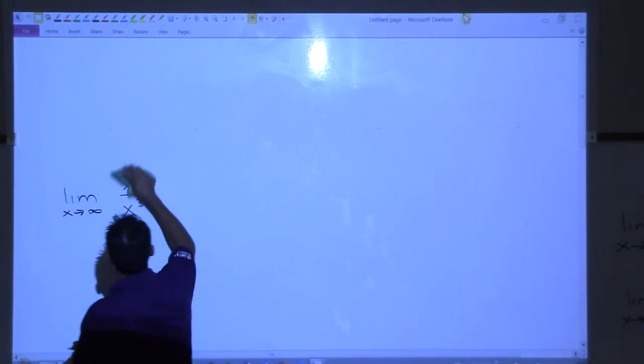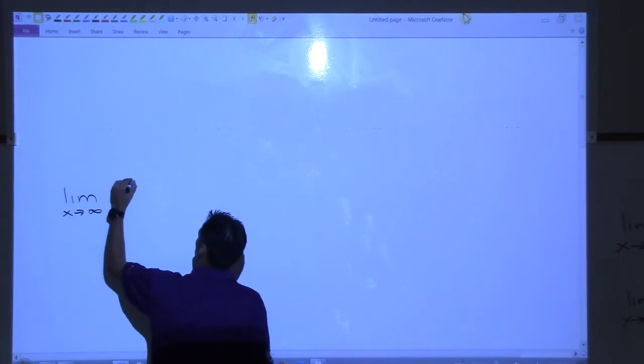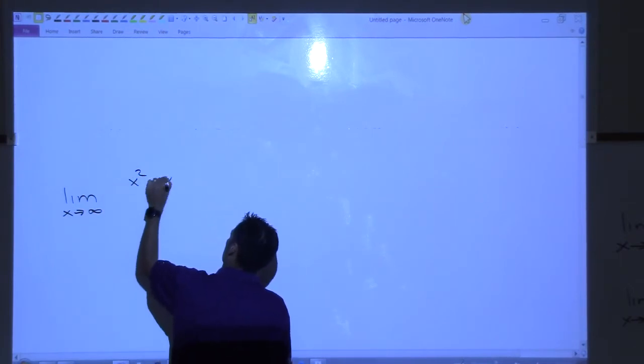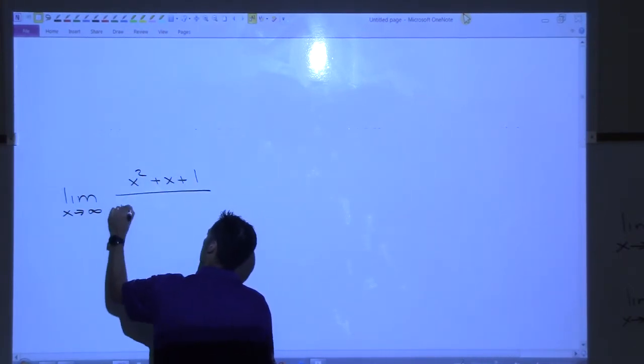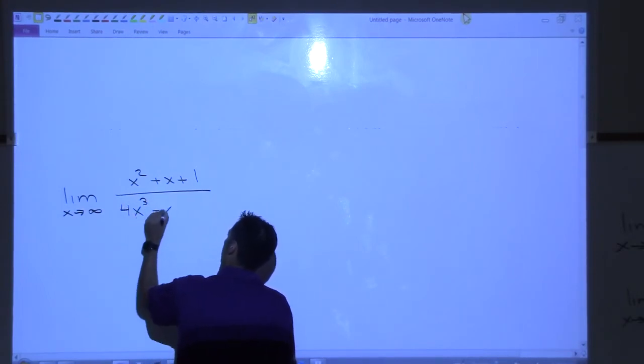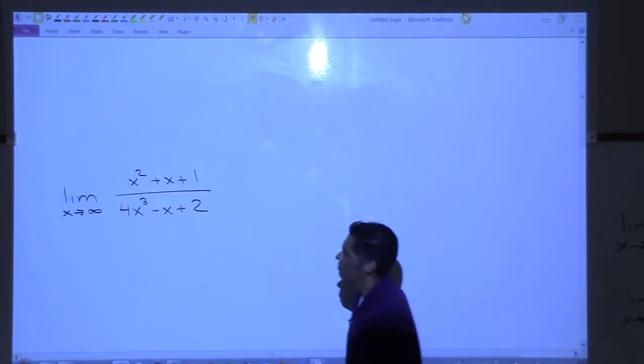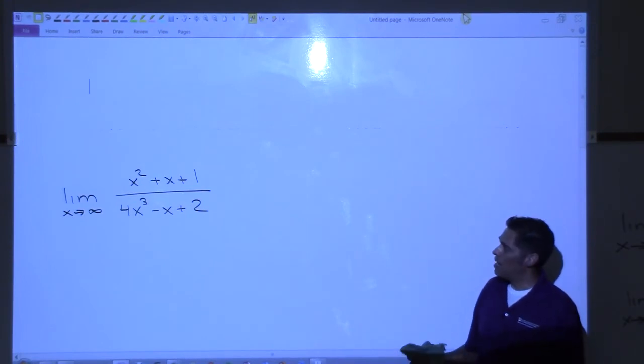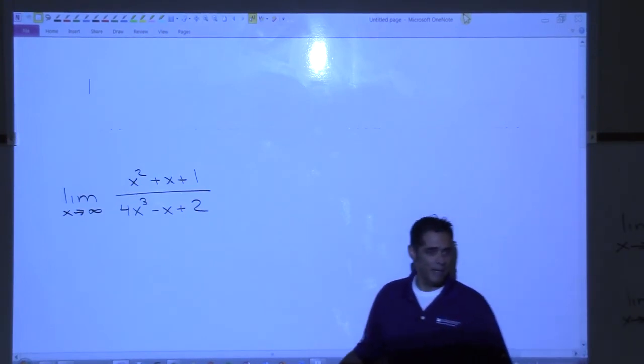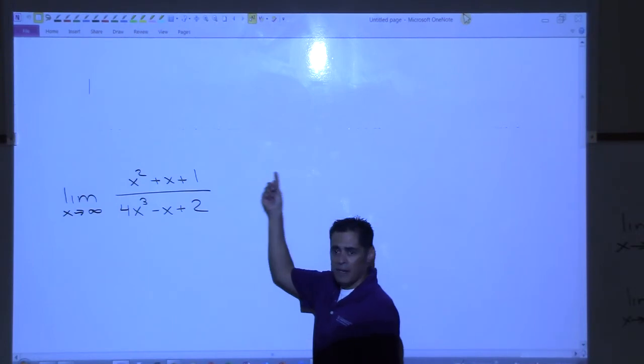Okay, well, let's do it. Give me the problem again. It was x squared plus x plus 1, divided by 4x cubed minus x plus 2. Okay, so let's change it to that, right? So same thing here. You first check to see what's happening. Okay, so top is headed to infinity, right?